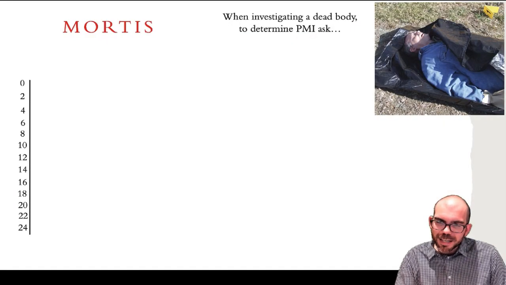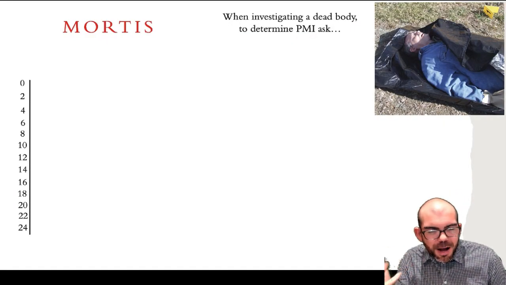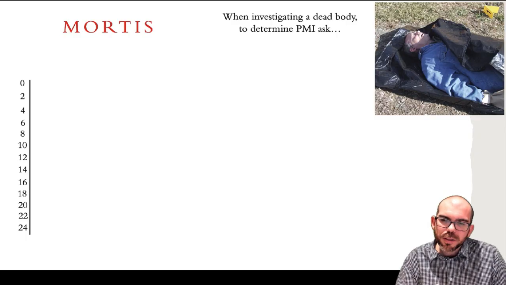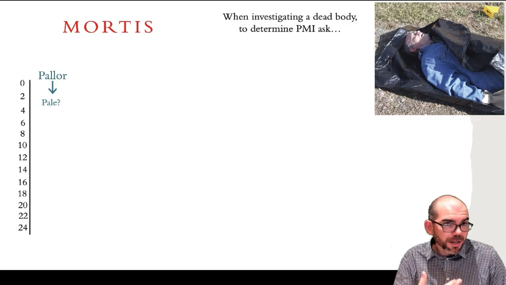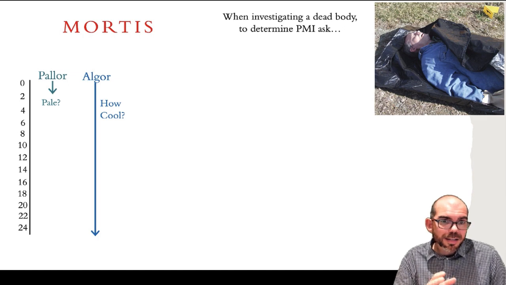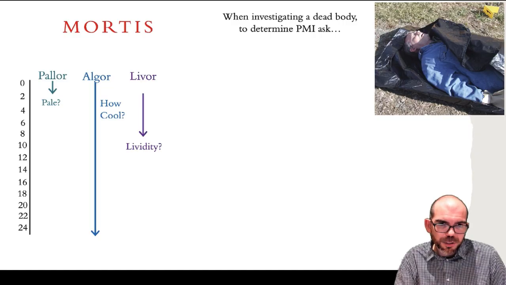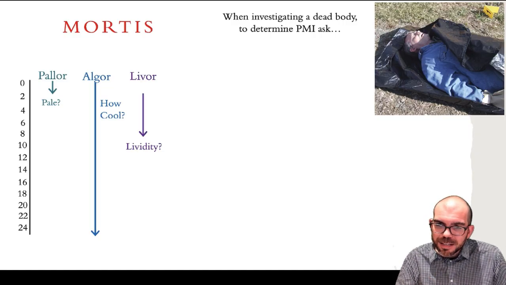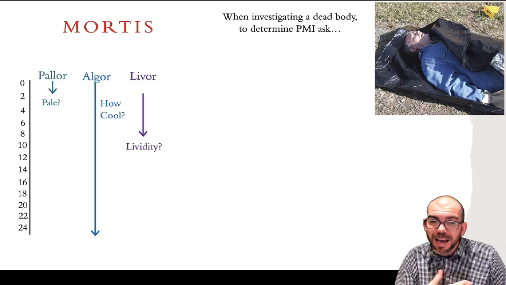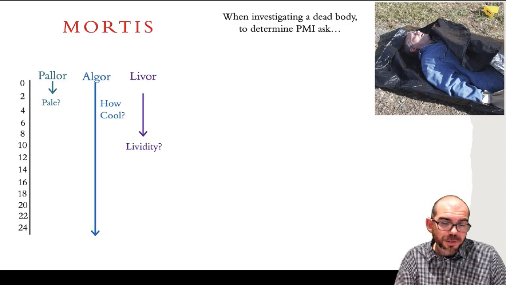So when investigating a dead body, keeping these phases in mind, the kinds of things you want to ask when thinking about a PMI are, is the body pale? That tells me it's been dead for more than 20 minutes. Is the body cool? And how cool compared to the environment? I can use that to do algor mortis calculations. Is there any lividity? Is there color on any part of the body, and where? And if I press it, does the color disappear or stay? I can use that for a livor calculation.